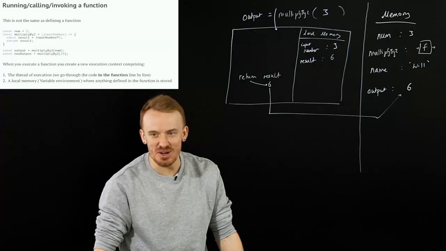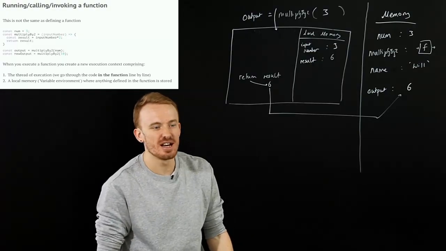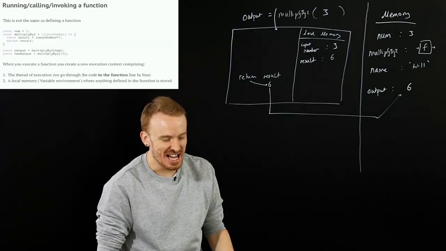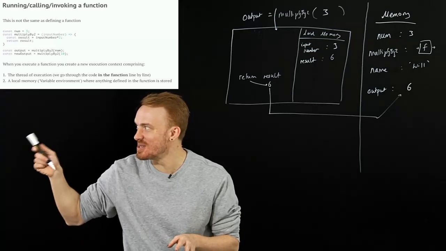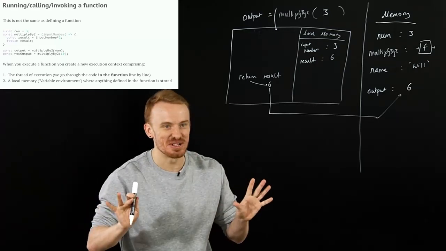If you are experienced senior developers, you must be thinking, I can tell that multiply by 2 with the input of 3 puts 6 in output.